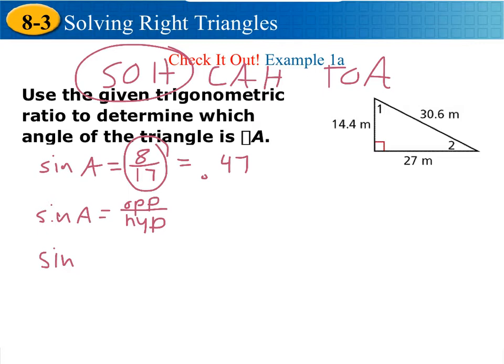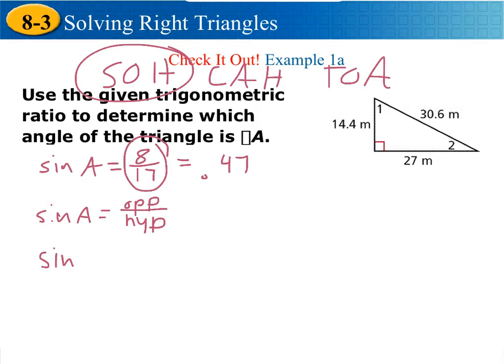Another way you can write it to remember, can't you just do like S and then O over H and then C and A over H? Yeah, but how do you know to use like opposite over hypotenuse? Because we're dealing with sine. So we're looking at the one with the S. Okay, so this one's for sine, this one's cosine, that one's tangent.